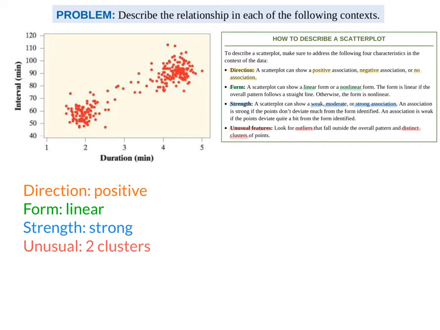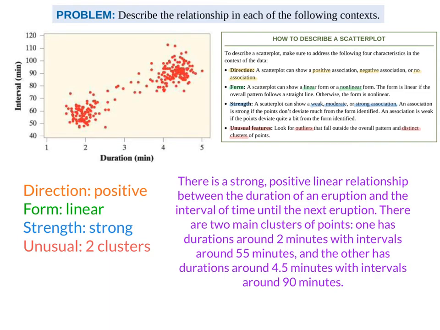So we're not done with this description. I'm going to turn all of this information into more of a paragraph. So let's do that. So here's one way to phrase it. There's a strong positive linear relationship between the duration of eruption and the interval of time until the next eruption. There are two main clusters of points. One has durations around 2 minutes, and that occurs with intervals around 55 minutes. So we just went into the middle here of that cluster. That's how you would describe it. And the other cluster is around 4.5 minutes with intervals around 90 minutes.